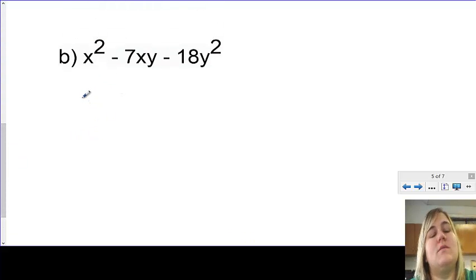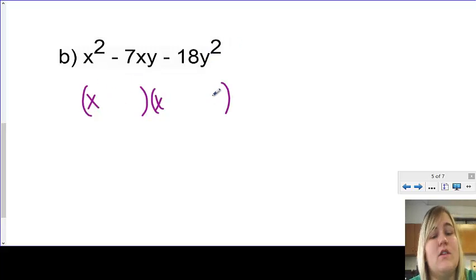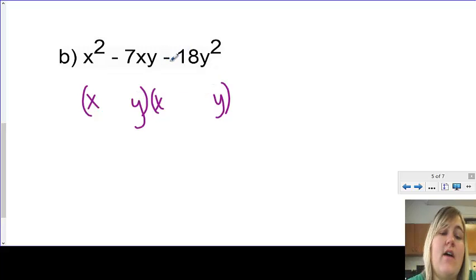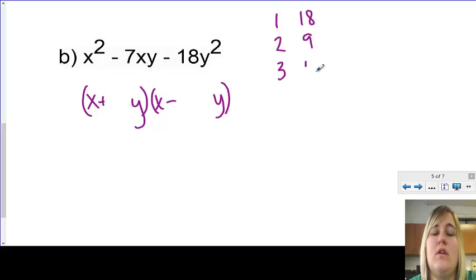Okay, I'm going to start this one the same way. If I have my x squared, I split it into the first and first. I have a y squared here, so I'm going to split that on the last. And I see that I have a negative here, which means I have to have a positive and a negative to multiply to get a negative 18. So everything else I do at this point is the exact same as what we've been doing. They're just throwing in this y squared to throw you off. So things that multiply to get 18 are 1 and 18, 2 and 9, 3 and 6.